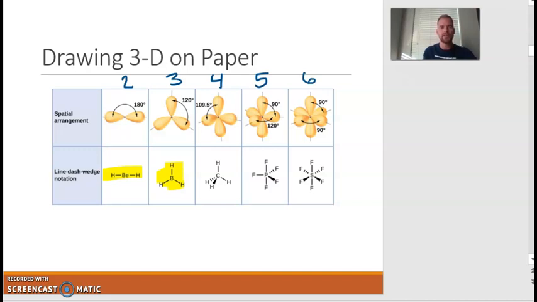Anytime you see a line, that's going to represent bonds that are in the plane of the paper. Okay, it's flat in the paper. Anytime you see the wedge, that's an atom that is sticking out of the paper. And then anytime you see a dash, that's going behind the paper. So you can imagine, okay, that's how we would draw those 3-dimensional structures on a piece of paper.